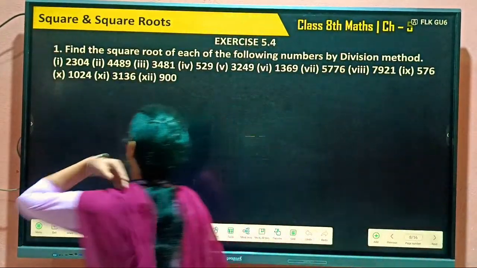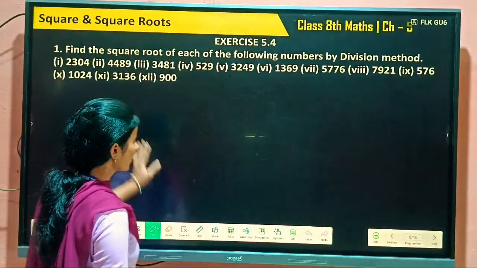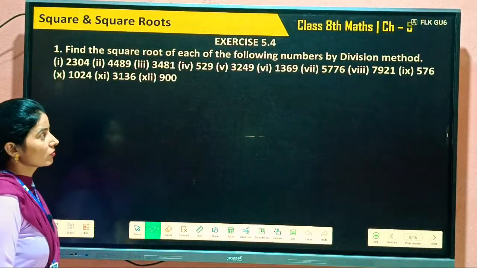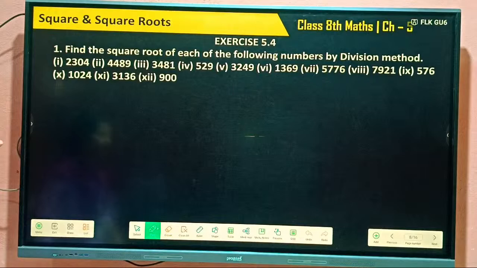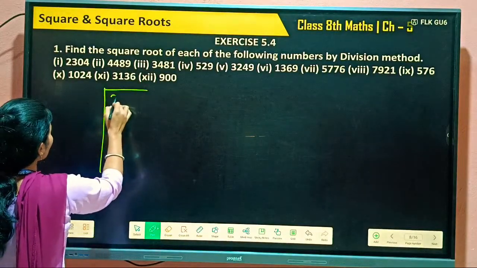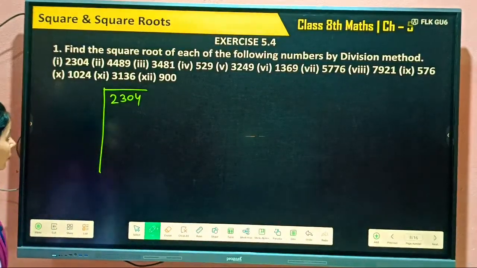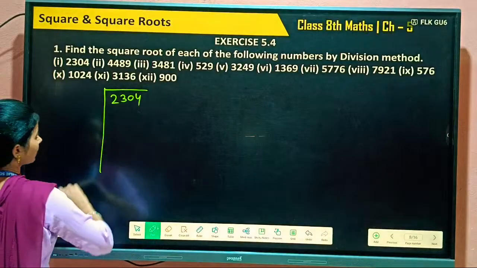Let us start the exercise. Exercise 5.4: find the square root of each of the following numbers by the division method. I told you, the division method. Let us do each part by the division method. The first part is 2304. We have to start pairing.